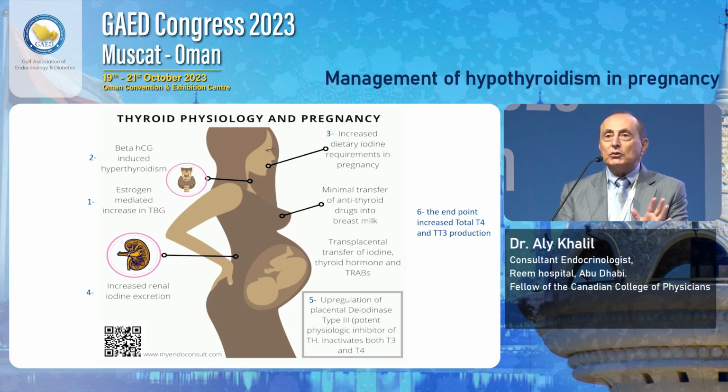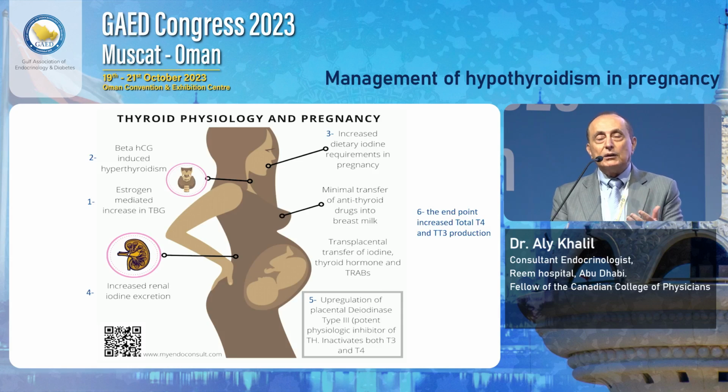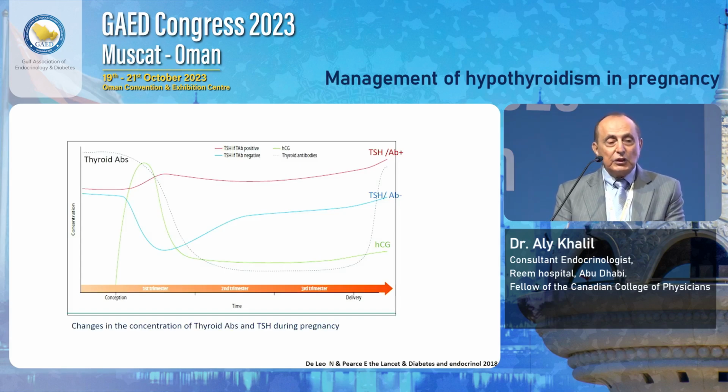So the two things that you see clearly: one, because of the increase in TBG and the stimulation by beta-HCG, you will have a decrease in TSH. And the other one is the increase in total production of total T4 and total T3. The free T4 and free T3 remain within almost the same range. So there is a compensation between what's bound and what remains free to act upon the cells. This is essentially what we see.